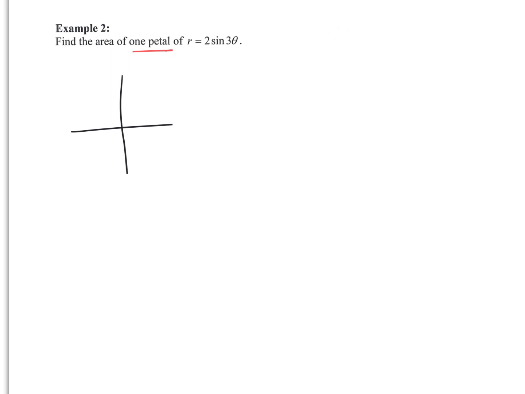And what do we know about this rose? This rose has 3 petals, and how far does it go out? It goes out 2. But a lot of the times, I need to figure out when it is on the pole. And so we're going to set this equal to 0. We're going to be doing this a lot.